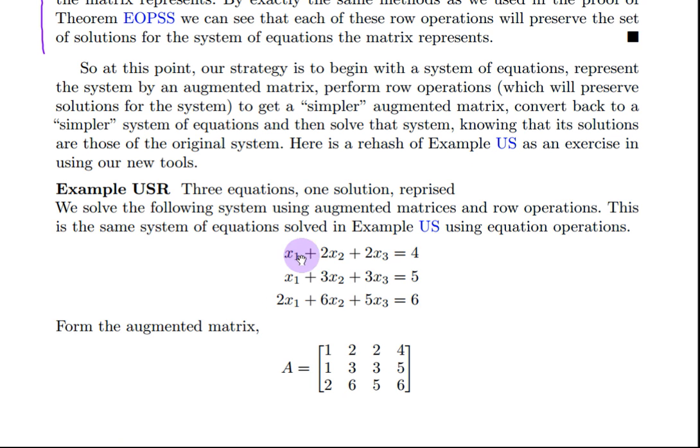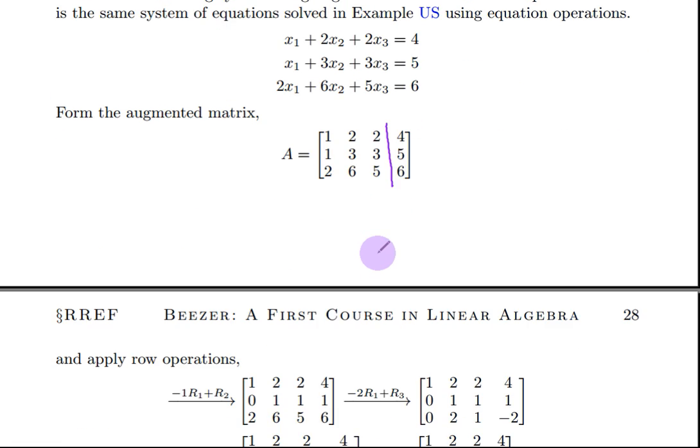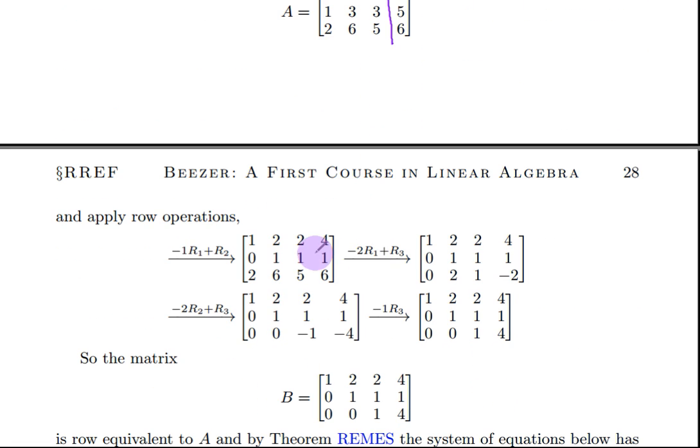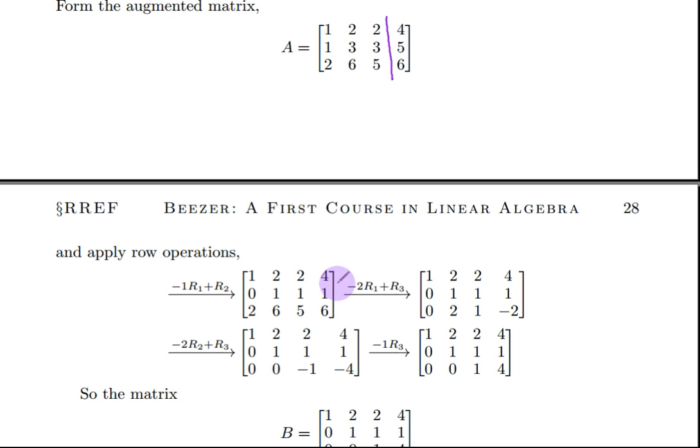First of all, we get rid of all the variables and write it as an augmented matrix. You can see on the left-hand side here, you have the coefficients. On the right-hand side, you have the vector of constants. And here we have a system of row operations. Now you can check these one by one and make sure that these actually work.